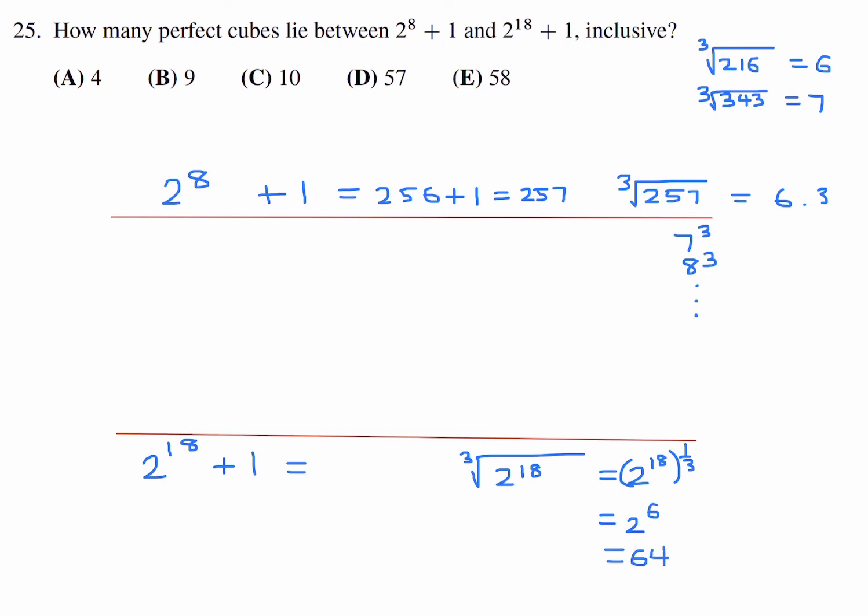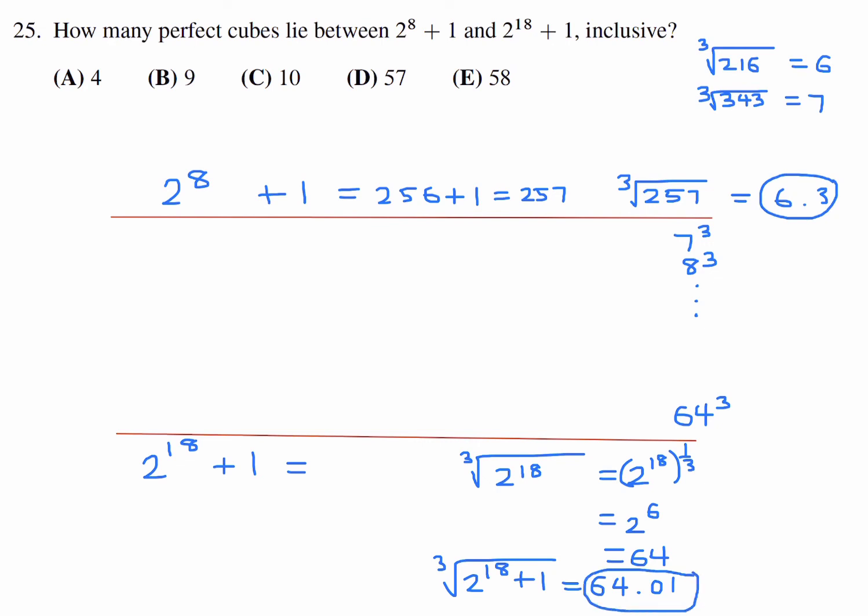So the cube root of 2 to the power of 18 plus 1, if I had put in that plus 1, will be ever so slightly larger than 64. If I took the cube root of that, it would be like 64 point, I don't even know, 0.1 perhaps, something like that. So that means if I go all the way up to 64 cubed, it would be fine. It would still be within that range. Remember, we've got to find numbers greater than 6.3 and smaller than 64.01.